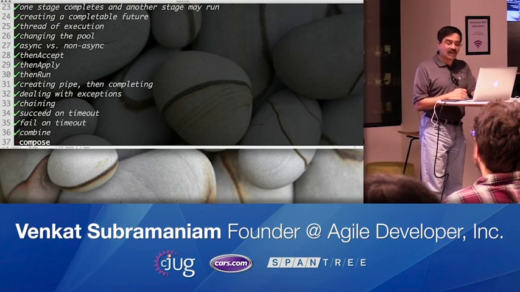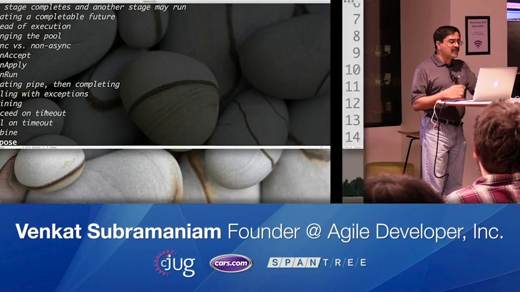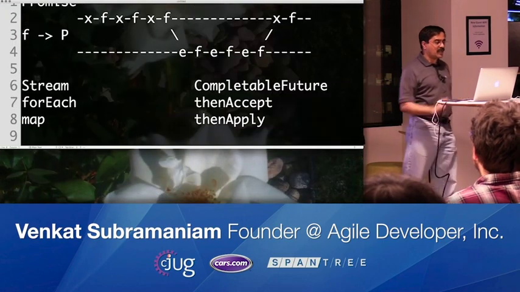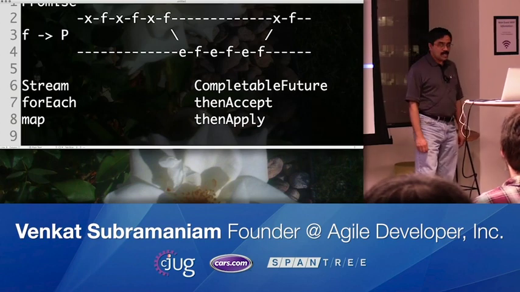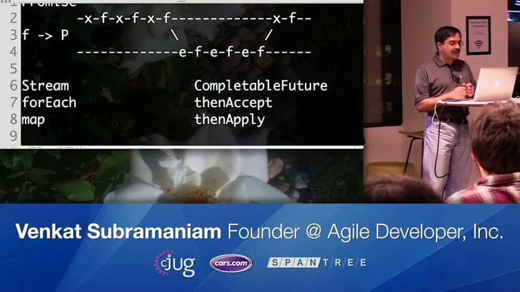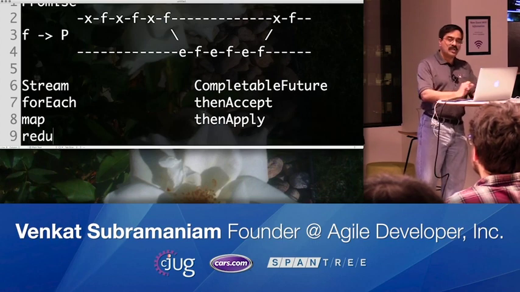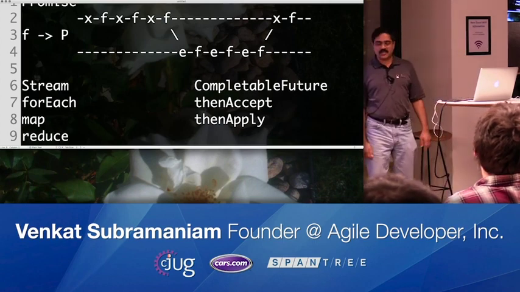Let's start with a method called combine. But before we talk about the combine method, let's go back to our comparison we saw here with the stream. So one of the methods that you also know in a stream is this beautiful method called reduce. So what does a reduce method really do?